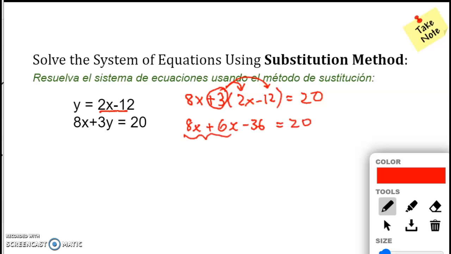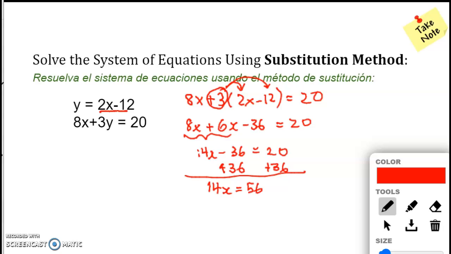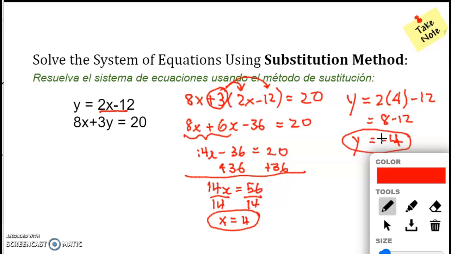Then combine the like terms. That's 14x minus 36 is equal to 20. And then from there, I'm going to add 36 to both sides. And that leaves me with 14x is equal to 56. Then divide both sides by 14. And that leaves me with x is equal to 4. Okay, then I substitute that to find my y value. And I did that, and so my y value is -4. So x is 4, y is -4.